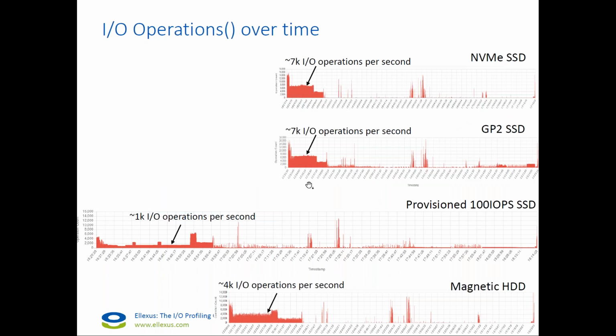And to look at why, we can look at the breakdown of the IO. So here, both the NVMe and the GP2 achieved around 7,000 IO operations per second in the beginning when the application is IO bound, whereas the provisioned IOPS and the magnetic disk just could not keep up with that, with around 1K for the provisioned IOPS and 4K for the magnetic disk.